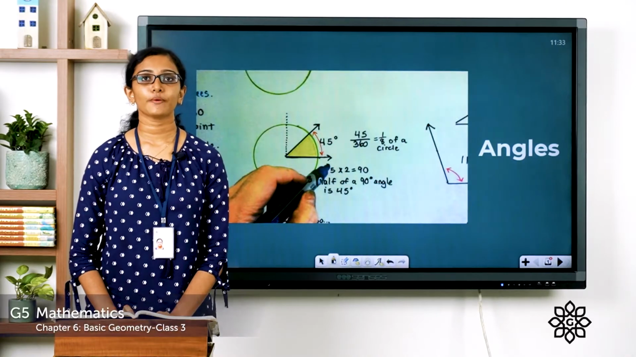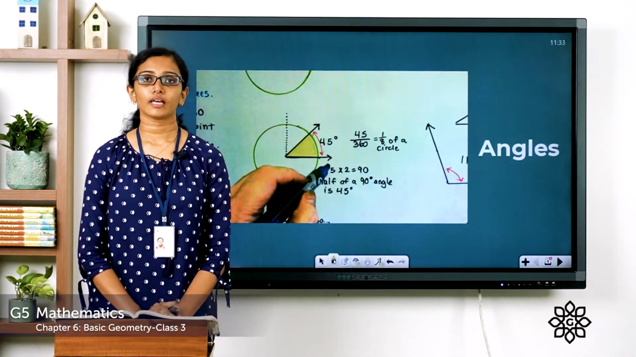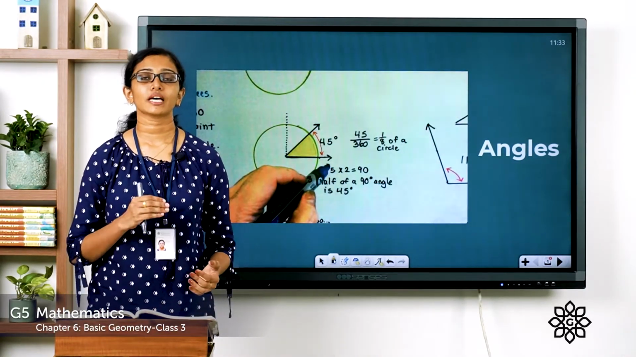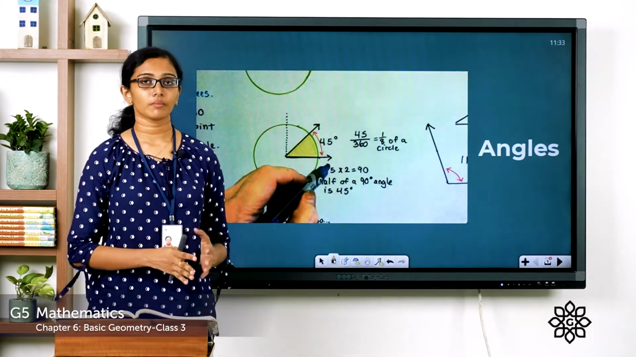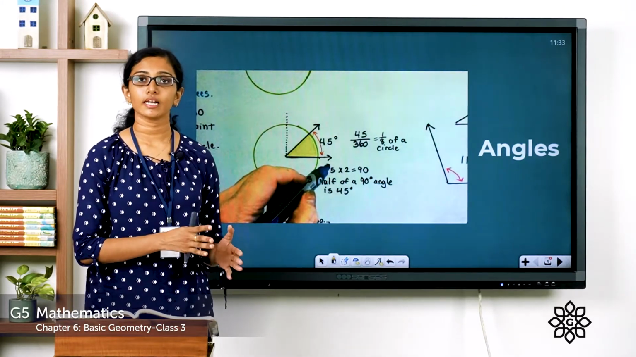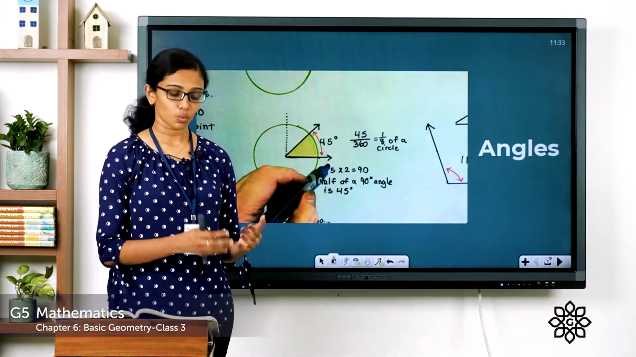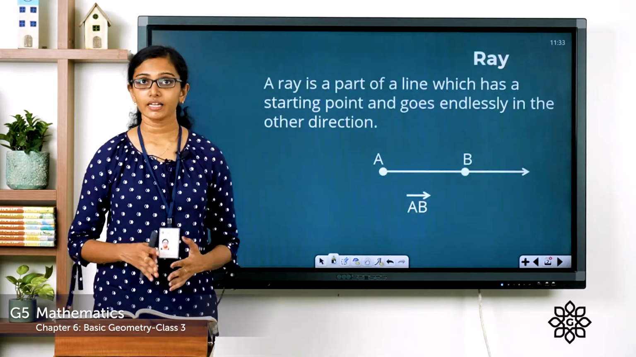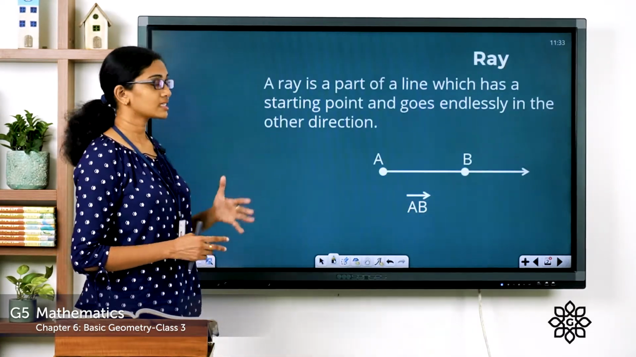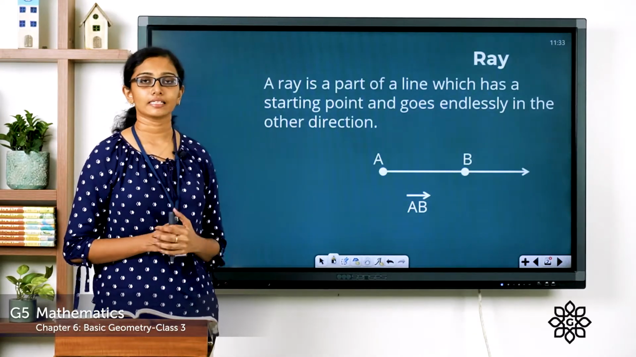Today we are going to learn about angles. Before that, let's revise what is a ray. We have already learned about what is a point, what is a line, line segment and a ray. So what do you mean by a ray? A ray is a part of a line which has a starting point and it extends endlessly.